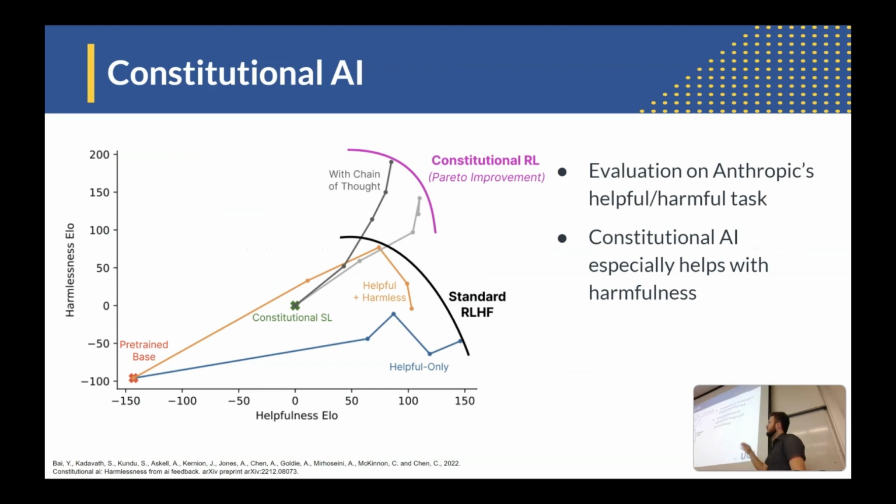This was very helpful with harmfulness, which you can imagine is a lot of what the constitution focused on, preventing harmfulness. They were successful at making the output more harmless, which is the y-axis.